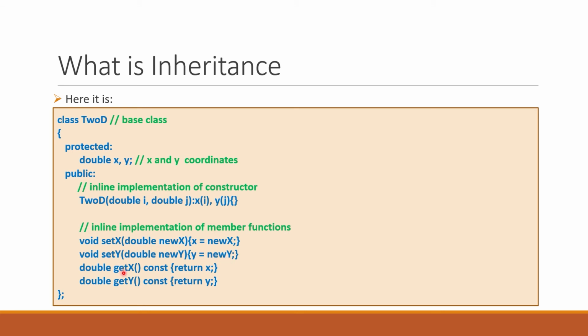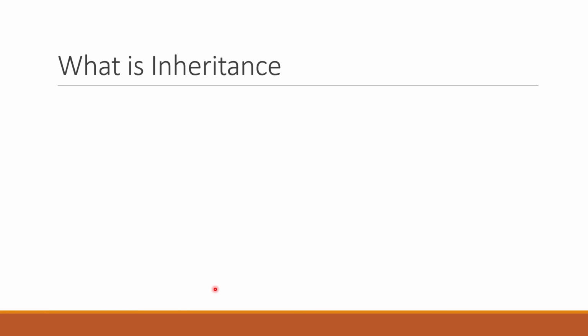Then for getX, I simply return the value of x, and for getY, I return the value of y. So this will save you time writing code, and it looks a lot more neat and clean using inline implementation. So that was our base class.